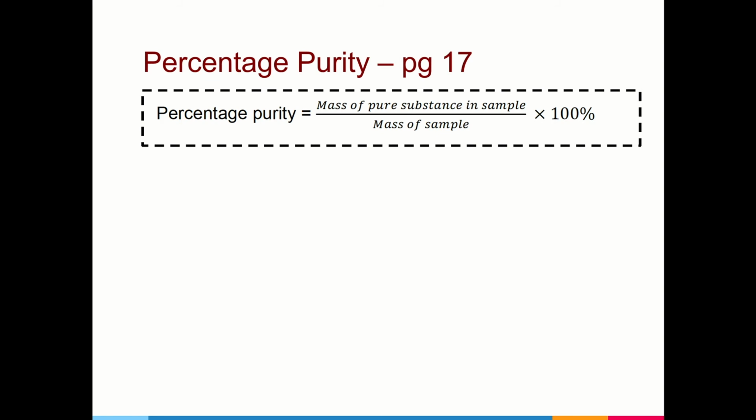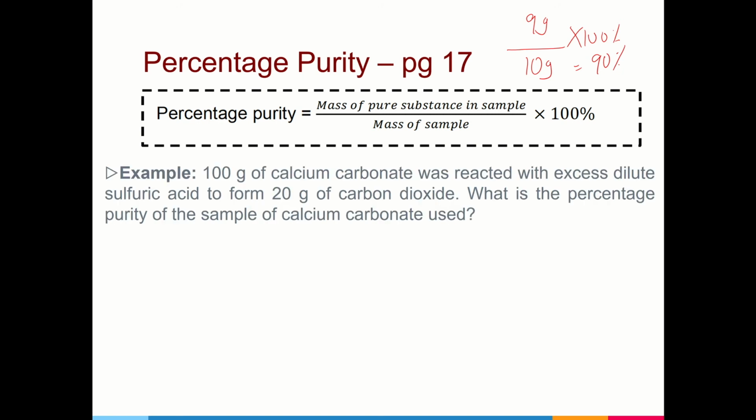Alright, so the percentage purity. We want to see how pure the substance is. So it will be the mass of the pure sample versus the mass of the sample. For example, if I have 10 gram of sample, and out of this 10 gram, the whole 10 gram is pure, the percentage purity will be 100%. If my sample is 10 gram, and out of this only 9 gram is the one that I want, the remaining 1 gram is impurity, which means the percentage purity is 90%.